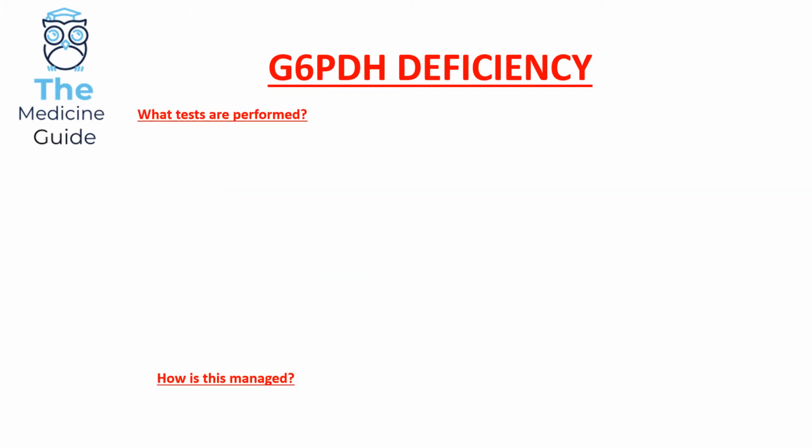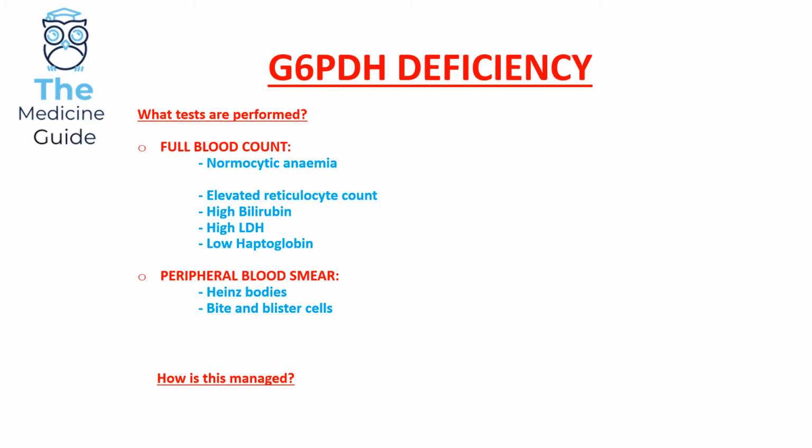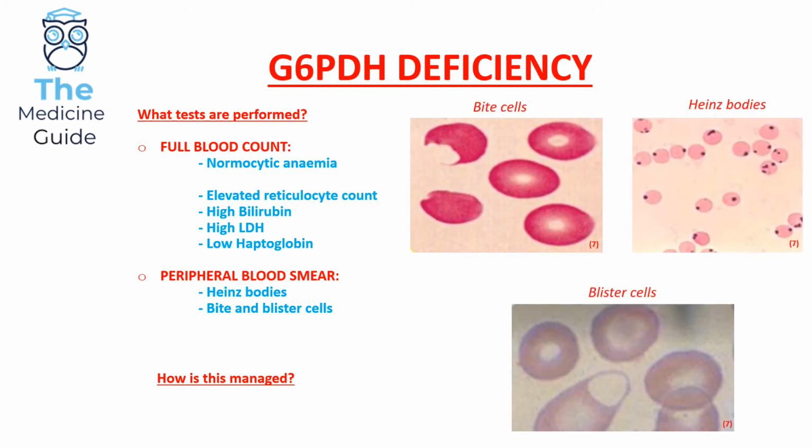Now in terms of tests and investigations, the full blood count will show normocytic anemia. Because G6-PDH deficiency is an example of a hemolytic anemia, these patients will have a high reticulocyte count, high bilirubin, high LDH, low haptoglobin. And the peripheral blood smear in G6-PDH deficiency involves the presence of Heinz bodies, bite cells, and blister cells. Now, I would say be very aware of these key phrases because they do crop up time and time again in final exams. And also, we would need to perform a G6-PDH enzyme assay, and that's diagnostic of G6-PDH deficiency.